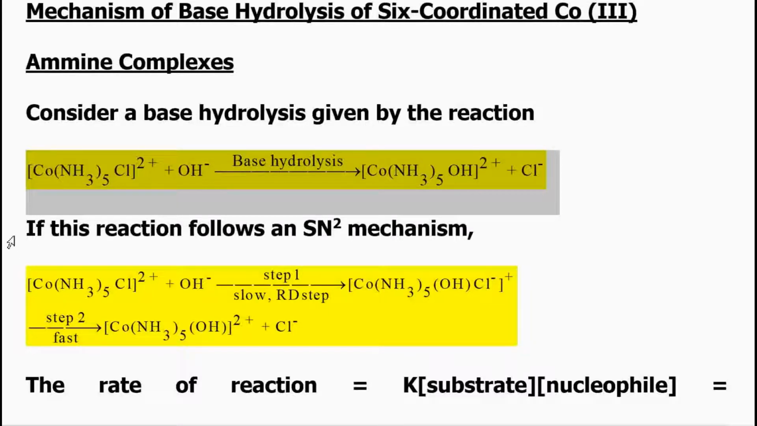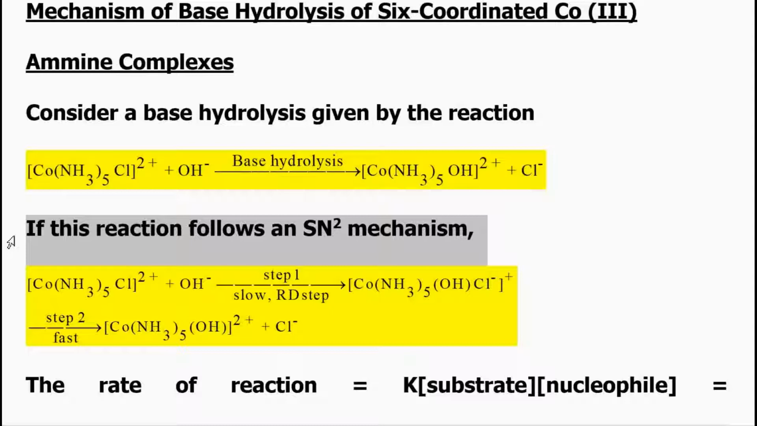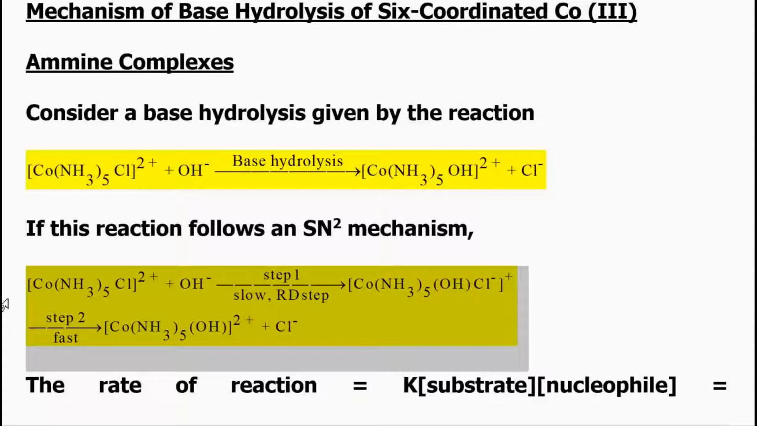Now, if this reaction follows the SN2 mechanism, then you know the SN2 mechanism is a two-step mechanism, or an associative mechanism, in which in the first step the incoming ligand enters the substrate and forms a 7-coordinate intermediate, [Co(NH3)5(OH)Cl]+. So the charge over the complex is reduced to +1 because this OH is OH-.